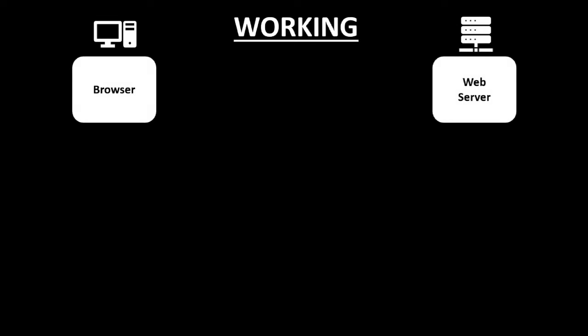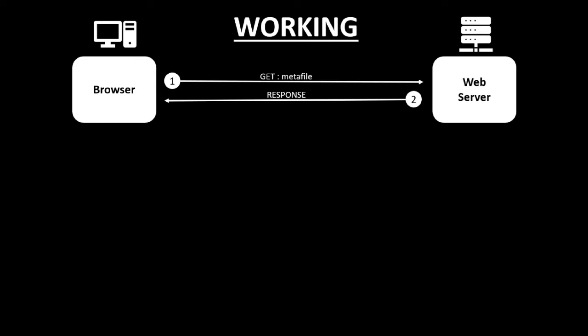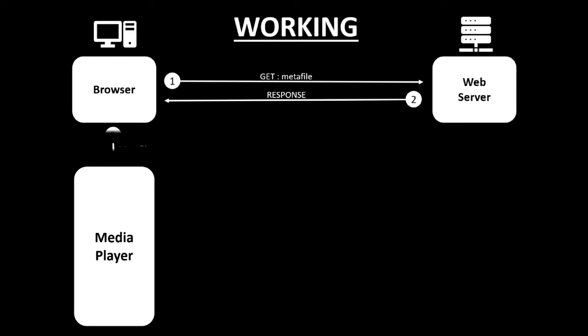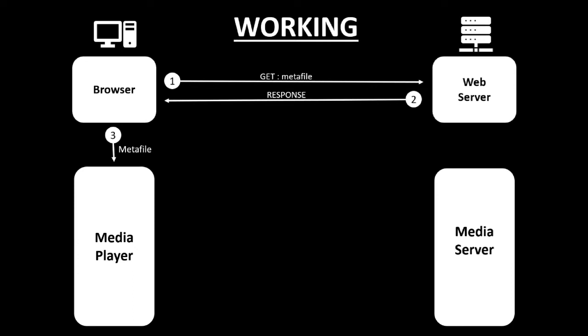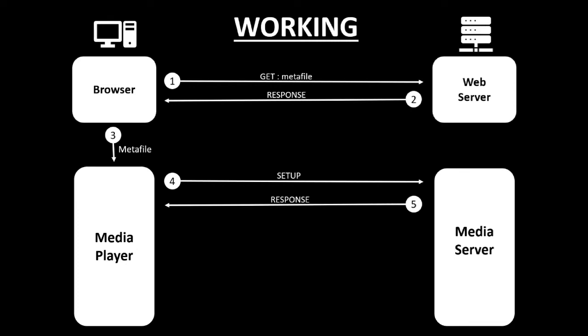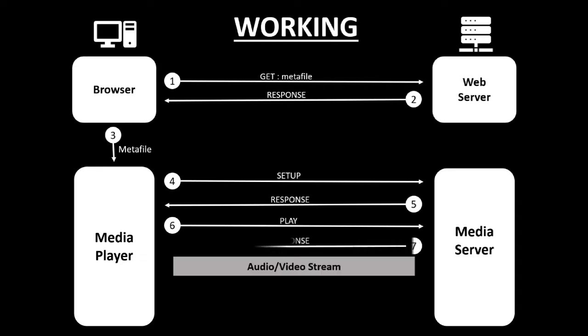The HTTP client accesses the web server using a GET message. The information about the meta file comes in the response from the server. The meta file is passed to the media player. The media player sends a setup message to create a connection with the media server. The media server responds. The media player sends a play message to start playing or downloading. The audio video file is downloaded using another protocol that runs over UDP.